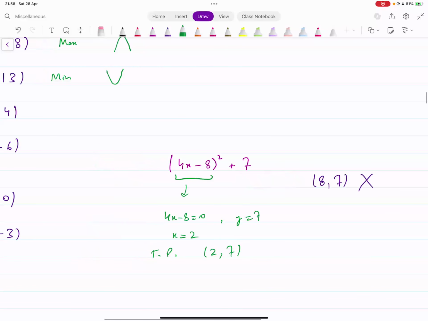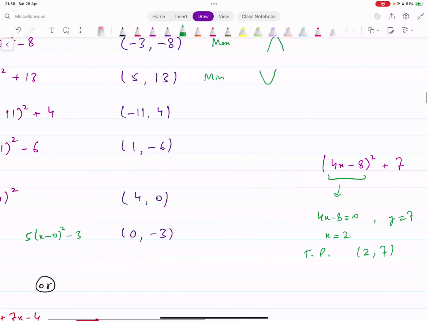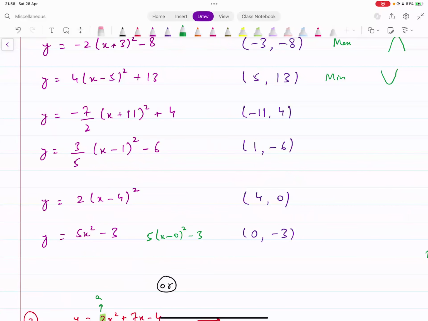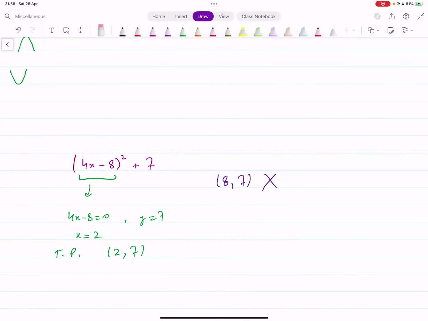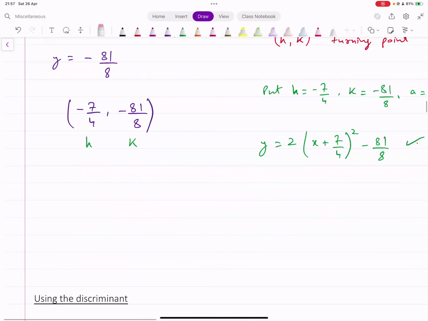That works in this case as well. For example, for x plus 11, if you put that equal to 0, you get x equals minus 11. So that's the x coordinate, right? If you have 4x minus 8, you put this equal to 0, you get x equals 2. That's the x coordinate of the turning point. For the y coordinate, it remains the same as the number outside. That remains 7. Okay, so that's how you complete the square.